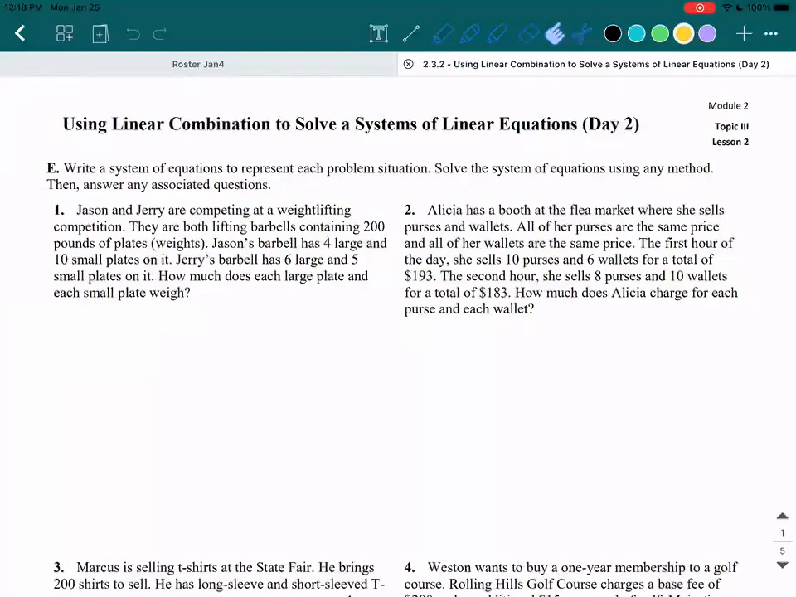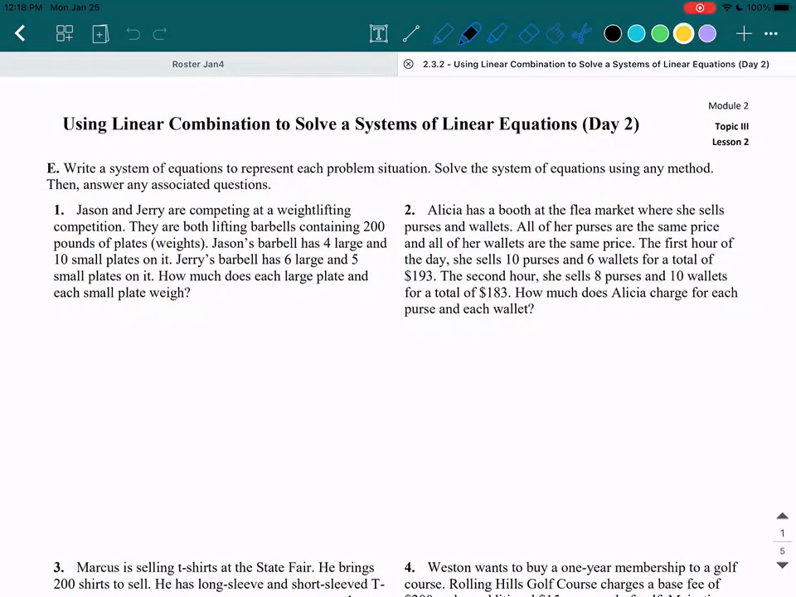All right, welcome to lesson 2.3.2, day 2. So let's start off with the instructions. It says, write a system of linear equations to represent each problem situation. Solve the system of equations using any method. So you get to choose whether you want to use the elimination method or the substitution method.